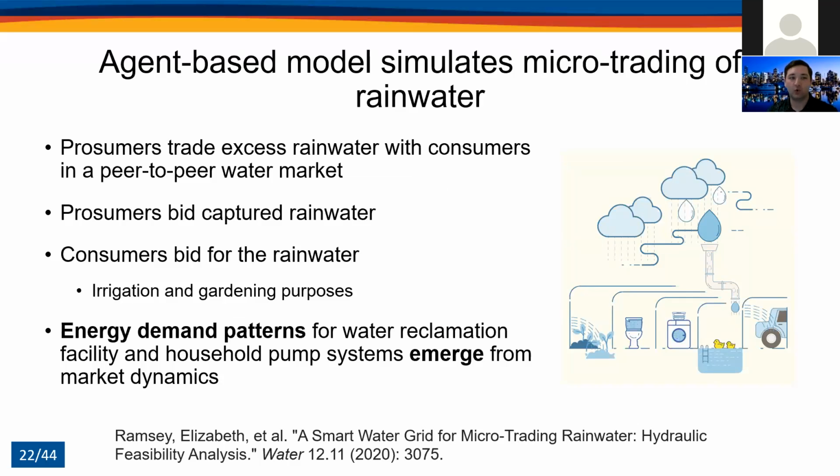Now, one little toy application that I wanted to show here, it's an illustration really, but I've been able to model or simulate micro trading of rainwater, where prosumers, very similar to the electricity market, trade excess rainwater with consumers in a peer-to-peer water market. Prosumers are bidding captured rainwater that's in their tanks, and consumers are bidding for that water for non-potable uses such as irrigation and gardening purposes.